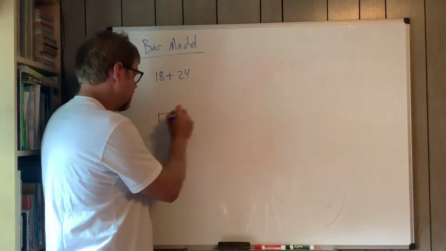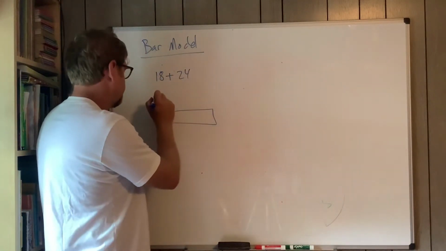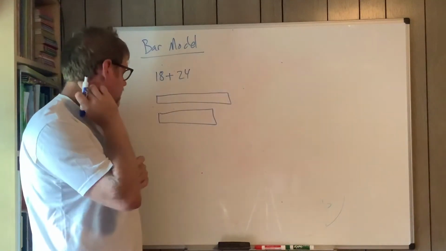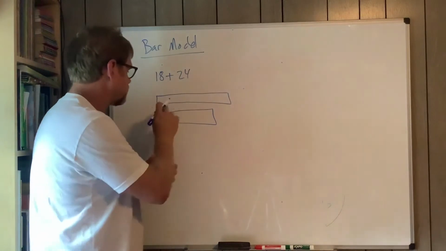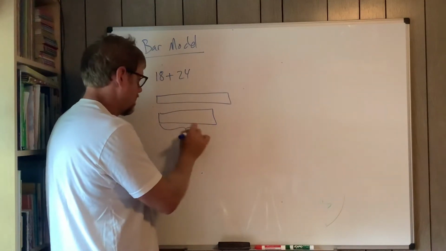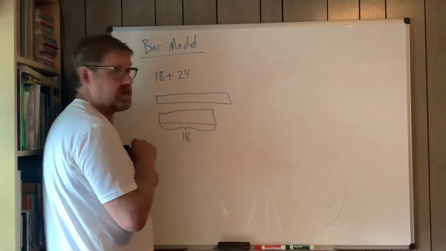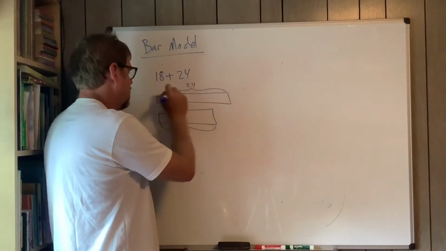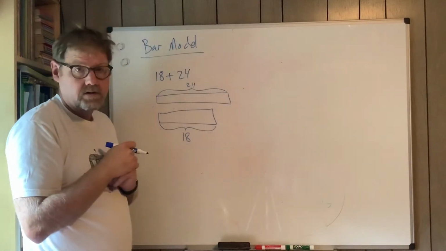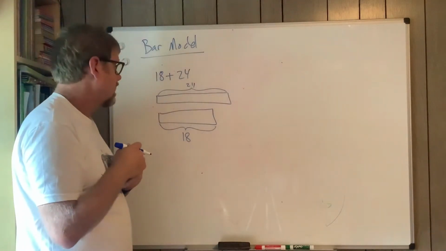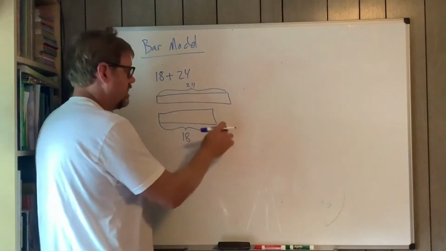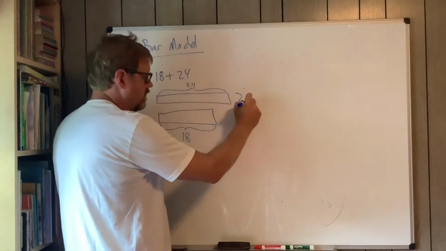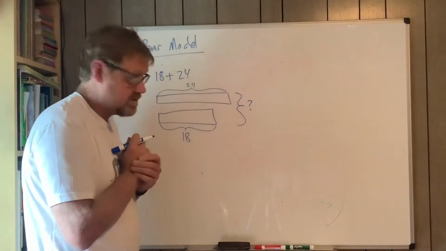And what I'm going to do is I'm going to draw two pictures. I'll just make this one a little bit bigger. They don't have to be completely to scale. Right. 18, and up here is 24. Right. Okay. And then now the result is the sum, which you can think about as the total here, and I'm just going to leave a question mark there.